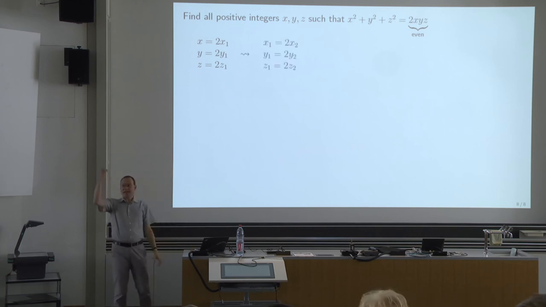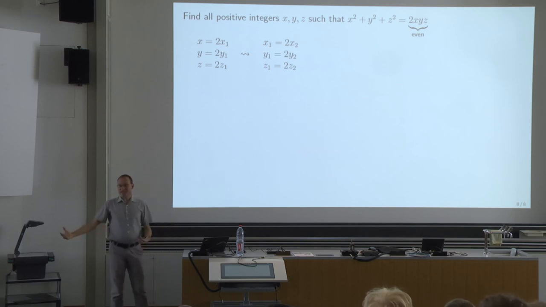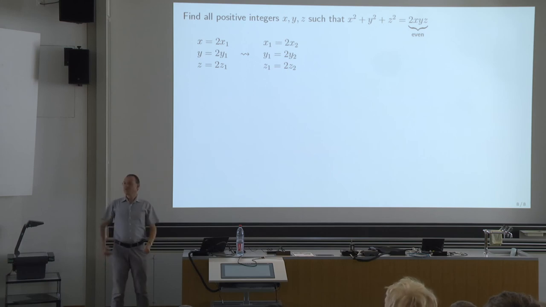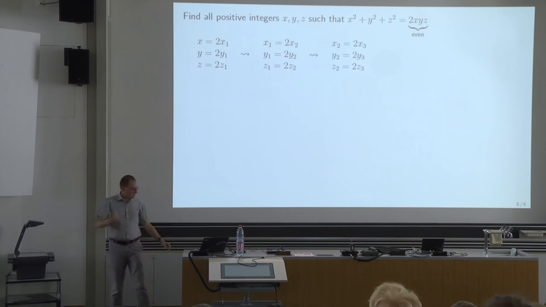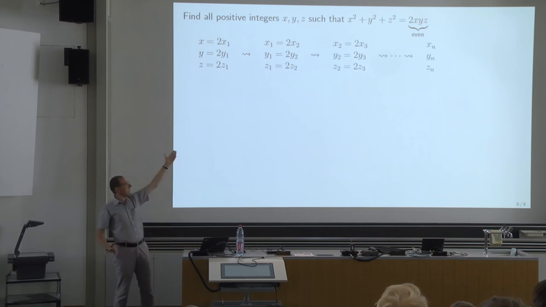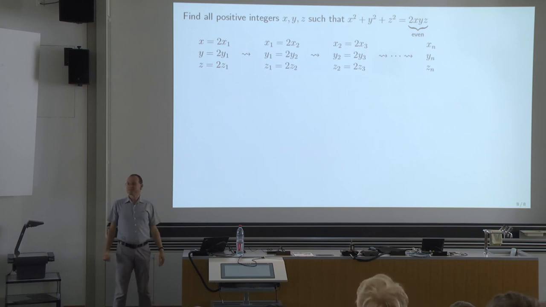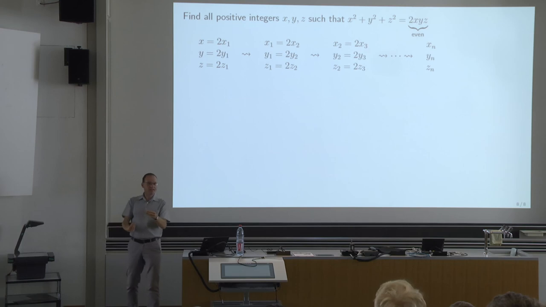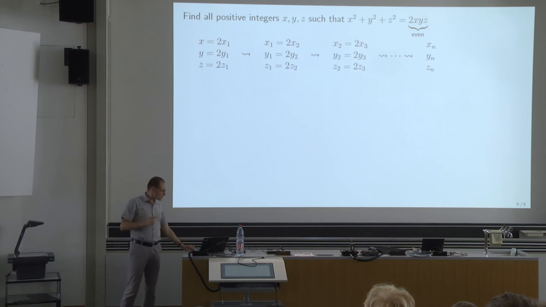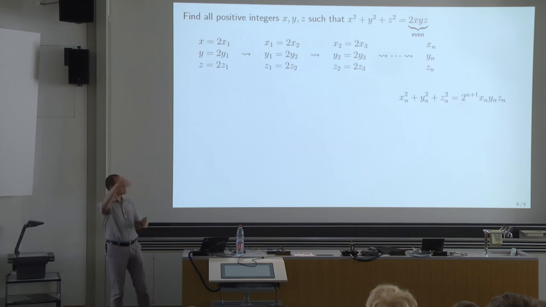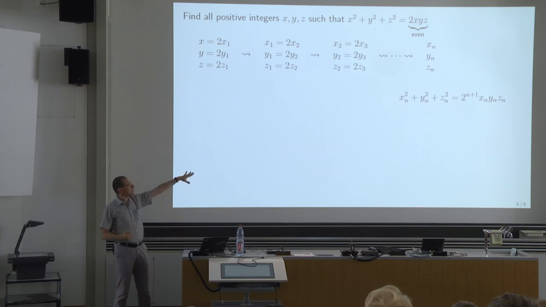Now, x1, y1, z1 also have to be even. All even. Now they give rise to x2, y2, z2. We figured out x2, y2, z2 also have to be even. And so on, you keep going. Let's say you obtain xn, yn, and zn. These are not just three random numbers, but they satisfy an equation. What equation do they satisfy? Yes? A factor 2 to the n plus 1, because initially you start with a factor 2, and then it grows by one on each step. Absolutely, they satisfy that equation.